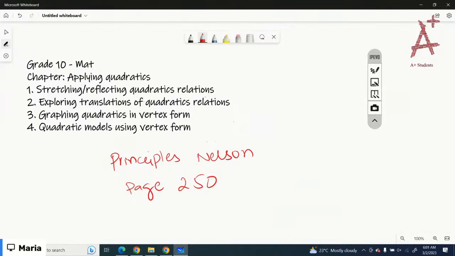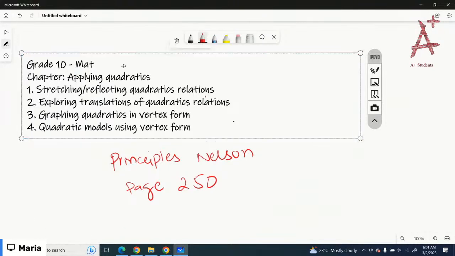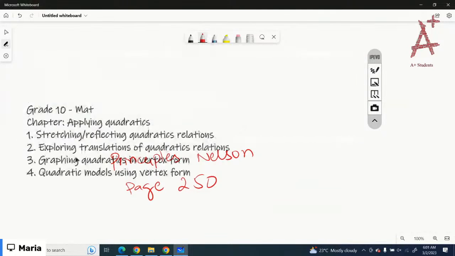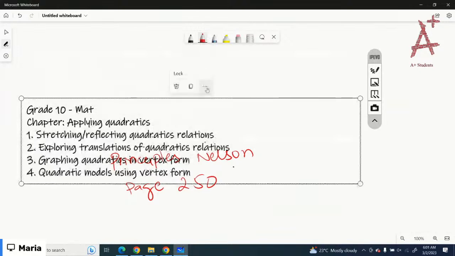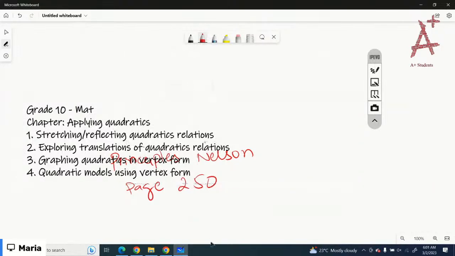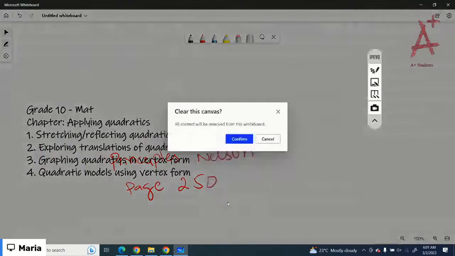The lessons we're going to cover from the chapter are stretching and reflecting quadratic relations, exploring translations of quadratic relations, graphing quadratics in vertex form, and quadratic models using vertex form. Got it? So let's start with the first lesson, that is stretching and reflecting quadratic relations.